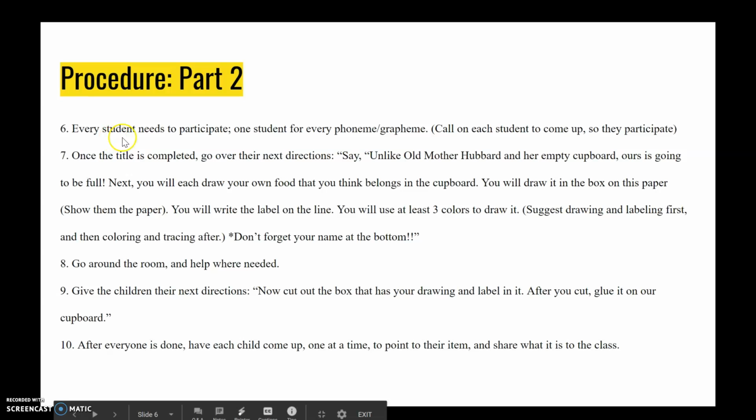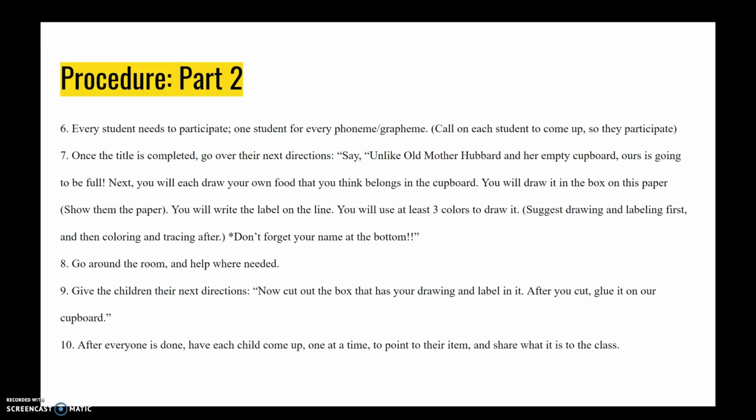Number 6, every student needs to participate. So like I said, 1 student for every phoneme and grapheme. Now, we have some chatty kids in the class, of course, and then some that are a little more shy. So some are not going to volunteer to come up, but since they are assessed on participation, I will call on each student to come up. That way they all are assessed on that.